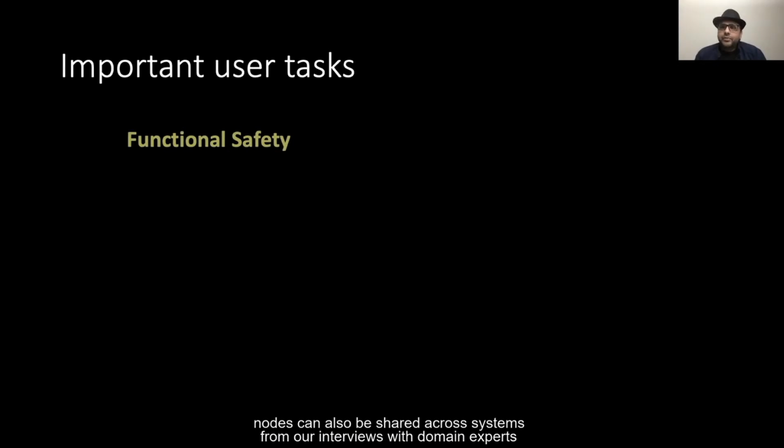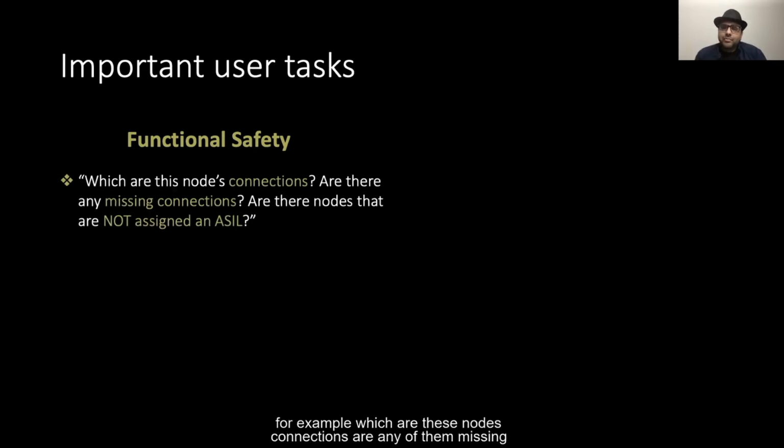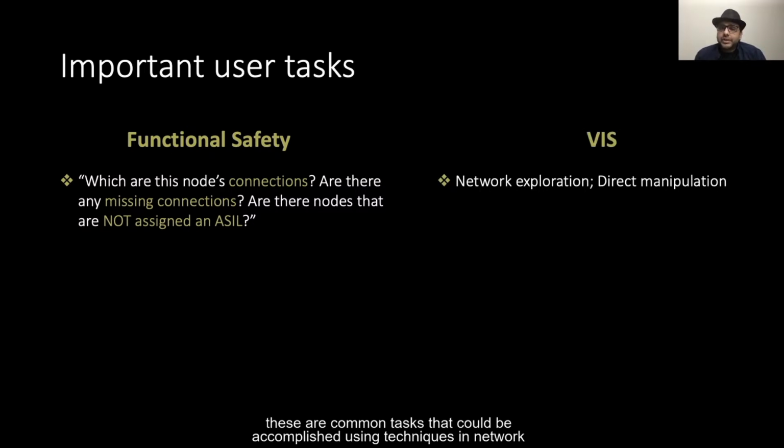From our interviews with domain experts, we compiled a distinct list of 25 tasks that they perform. For example, which are these nodes connections? Are any of them missing? Are there nodes that are not assigned an ASIL? These are common tasks that could be accomplished using techniques in network exploration and direct manipulation.